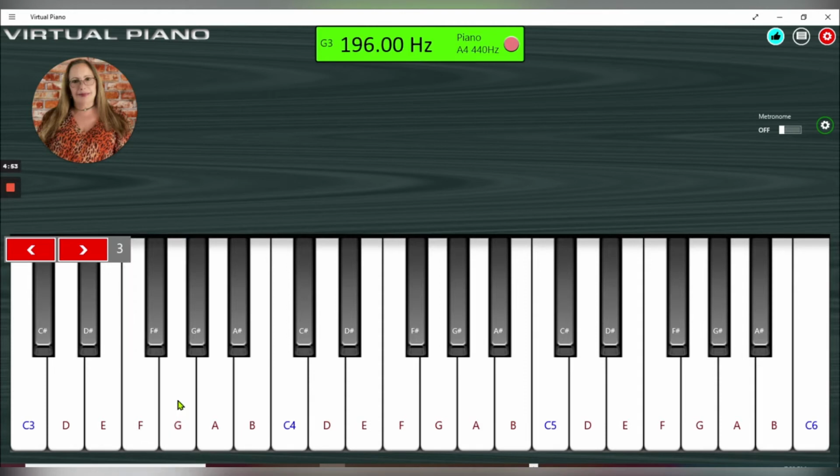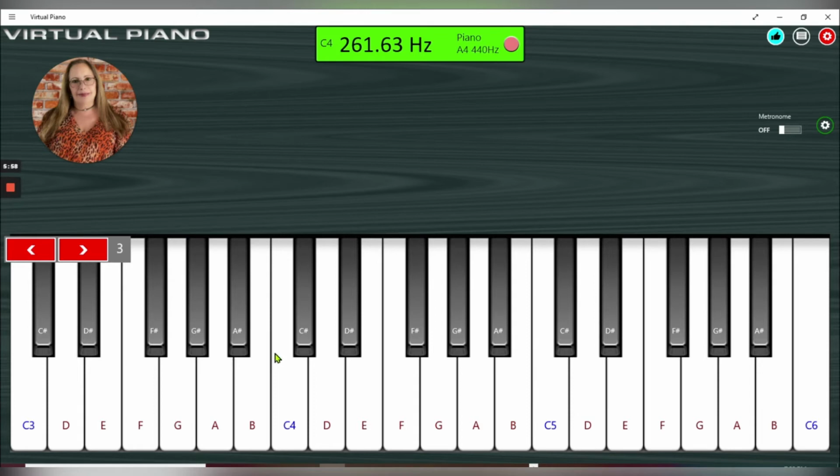From F to G, that is a whole step. G to A, whole step. A to B, that's a whole step. Now, notice from B to C, what is the clue here that can tell you whether a half step or a whole step? If you answered there is no black key in between, then you're correct. From B to C is a half step because there is no black key in between. Okay. There are other ways I can explain it, but I'm trying to make it as simple as possible.